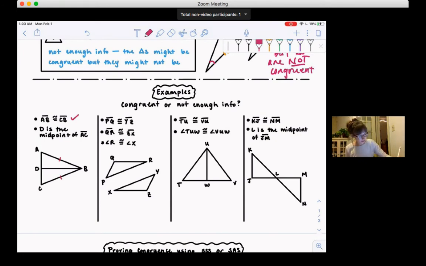And then D is the midpoint of AC, so that means D is in the middle, or it's cutting AC into two congruent parts. So AC is here, so that's cut into two congruent parts, so we know this part is congruent to that part. So we've got two pairs of sides matching up, and we actually know that the third side of these triangles matches because it's BD in both cases, and we know that BD is congruent to itself by the reflexive property, right?